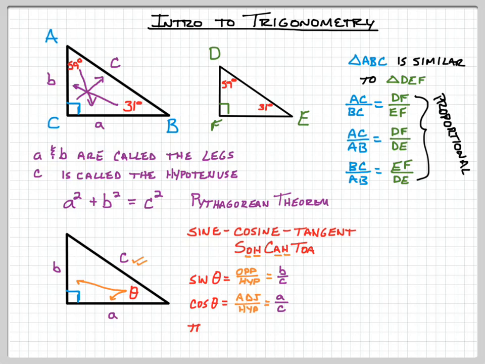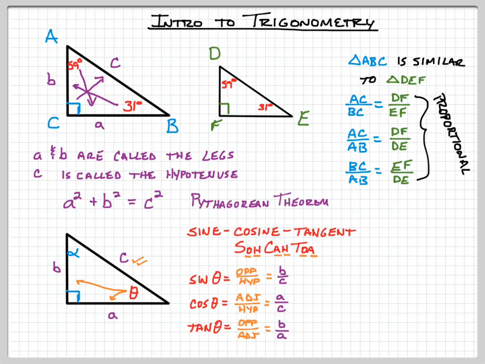And then tangent of theta, we've got O and A, which we already know. O is opposite, A is adjacent. So we look at theta and we look at opposite over adjacent. Those are just the legs of the triangle, and that's going to be b over a.